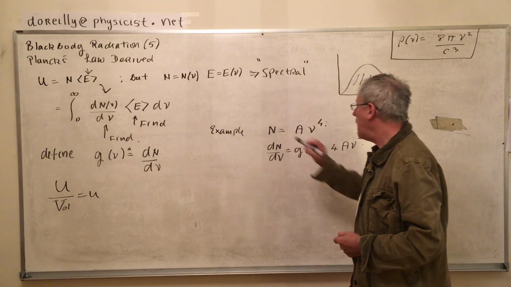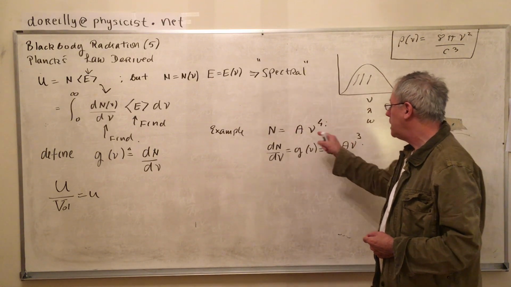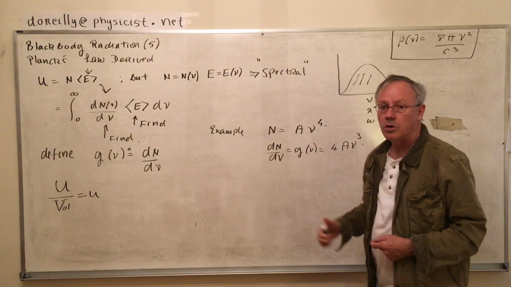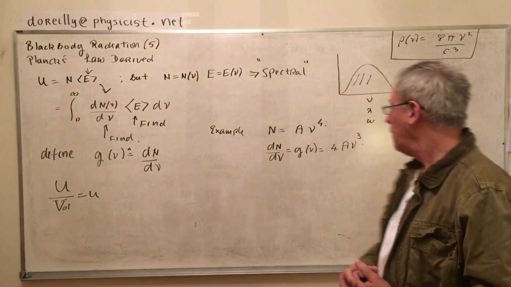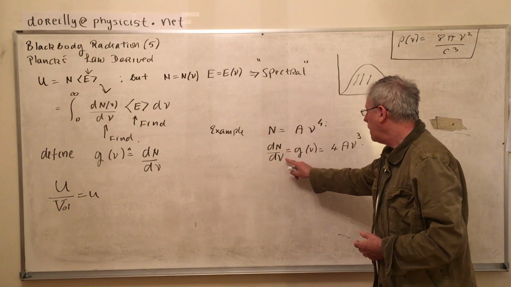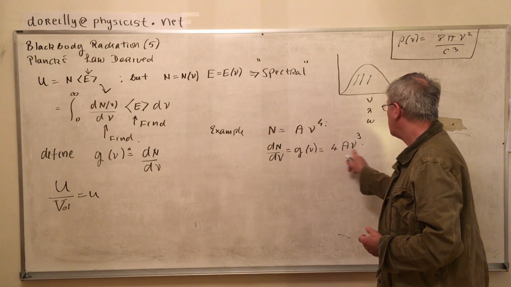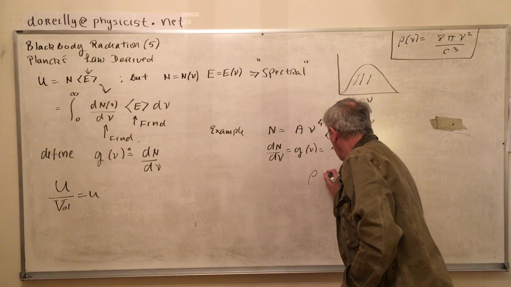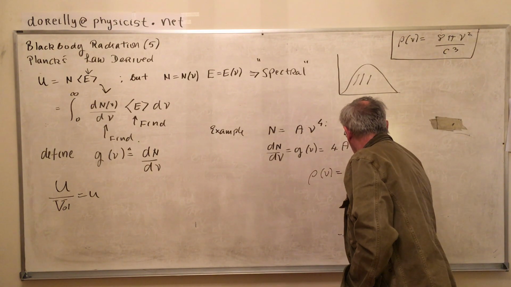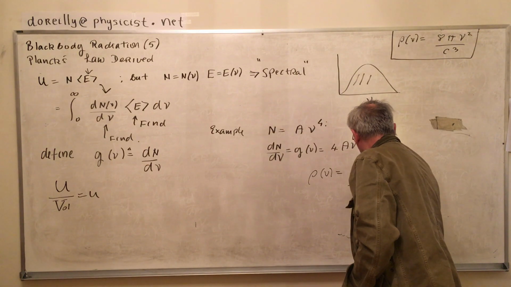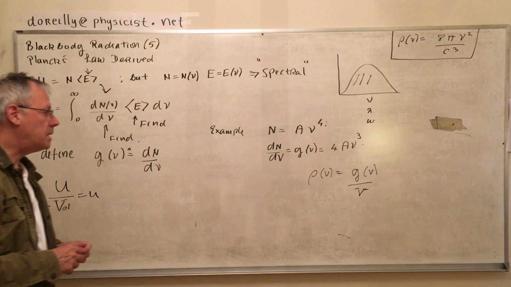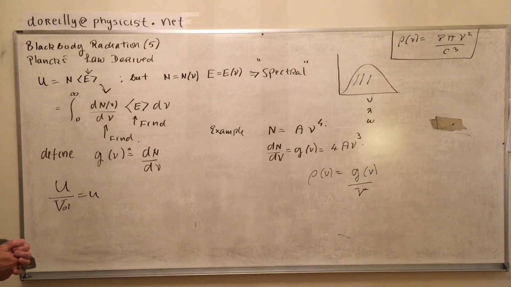An example, suppose we find that the number of modes in our system is a times nu to the 4th. This g of nu we're going to define, right? G of nu is the derivative of n with respect to nu. In this case here, it's just 4a nu cubed. It's going to be simple functions. We'll also define a density like that one too. This is the density of states, actually, strictly speaking. Okay, so that's where we're going.